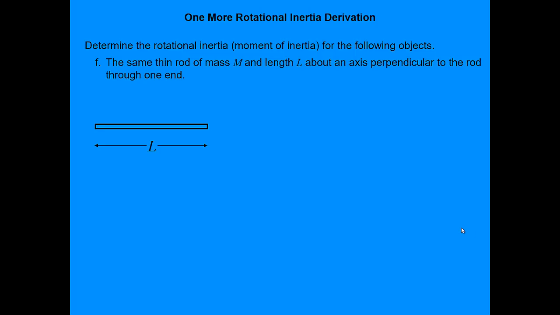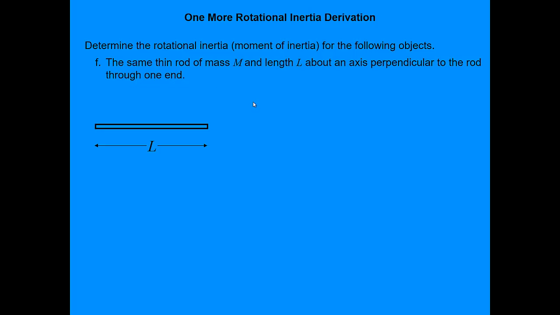Hello everyone. Well, we have one more object for which we need to be able to calculate its rotational inertia. This is one of the ones required by the AP curriculum for which you might need to actually do this derivation on a test. So, this is the same thin rod we used in a previous one of mass m and length L, but this time the axis is perpendicular to the rod and through one end.